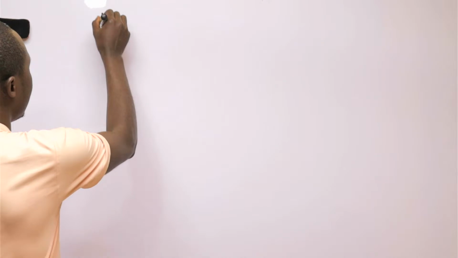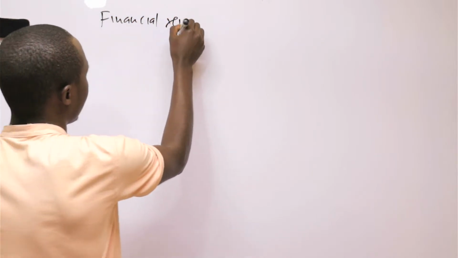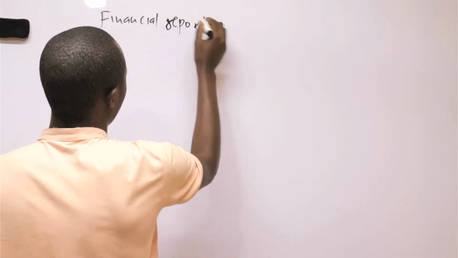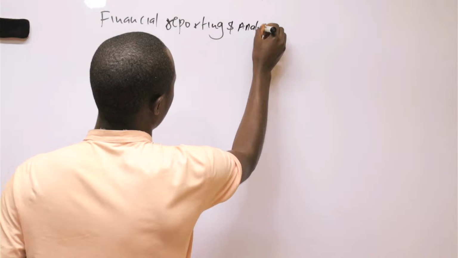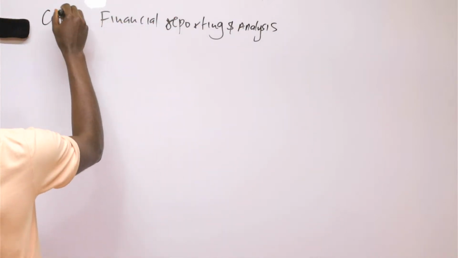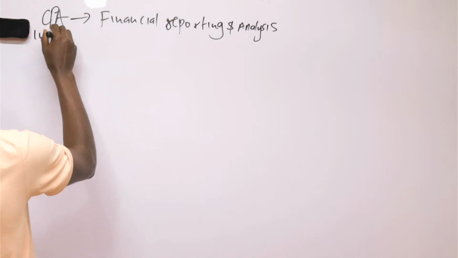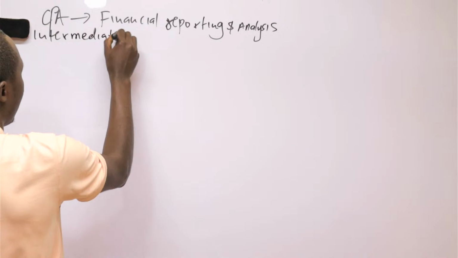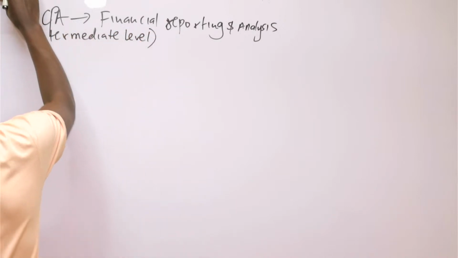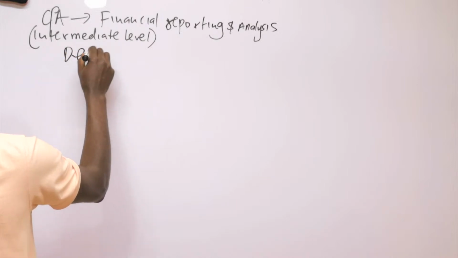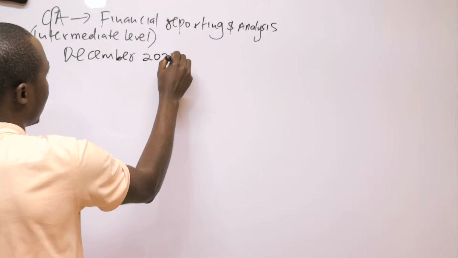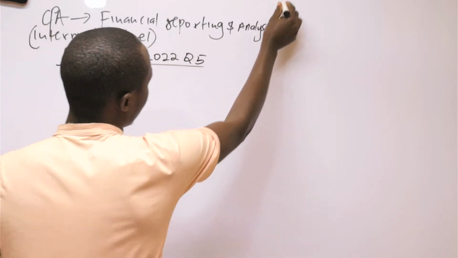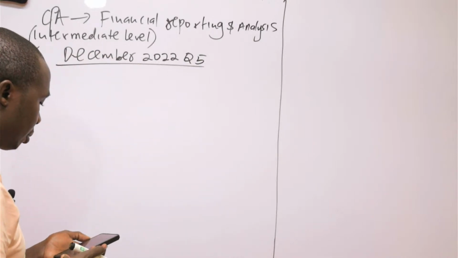So I would like to read the question very fast so that I can do it. I have said it's a question of financial reporting and analysis. This is a paper in the CPA intermediate level. December 2022, question 5.